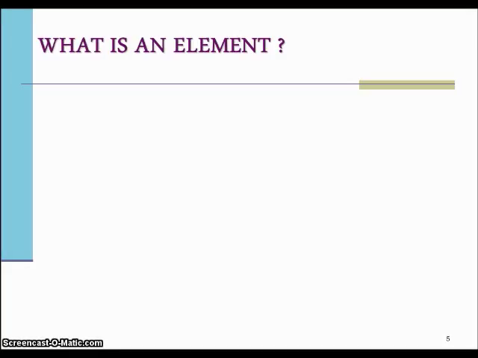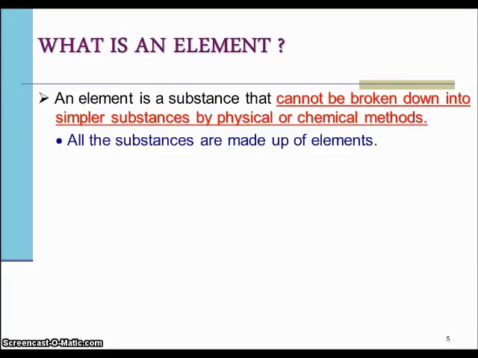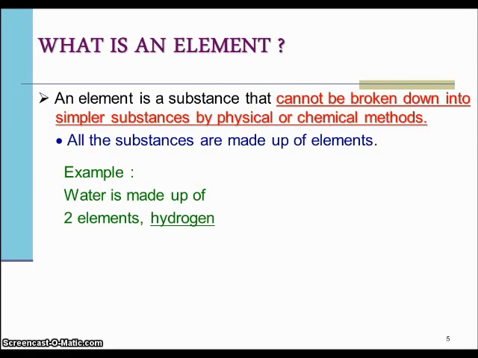Now, what exactly then is an element? We classify an element as a substance that cannot be broken down into simpler substances by physical or chemical methods. All substances are made out of elements. For example, water is made out of two elements, namely hydrogen and oxygen.